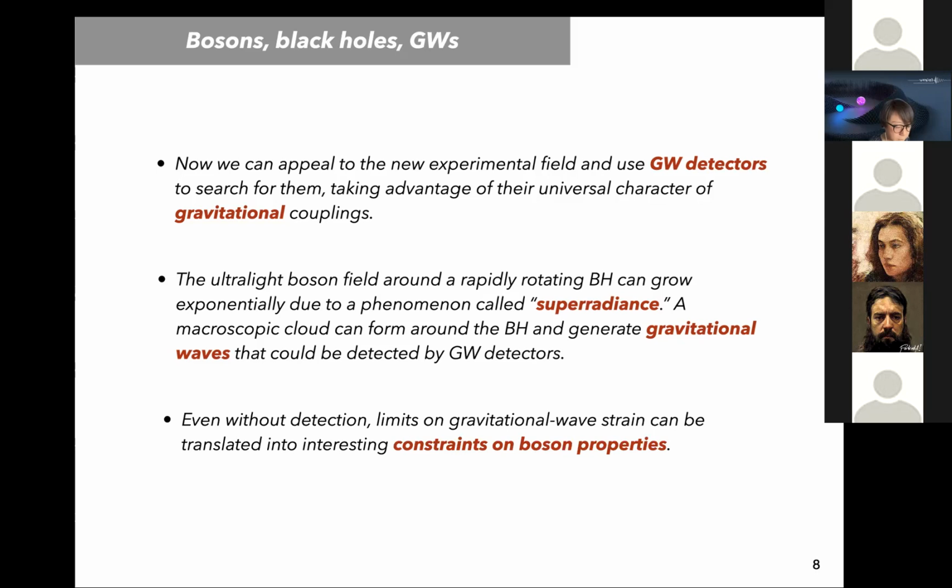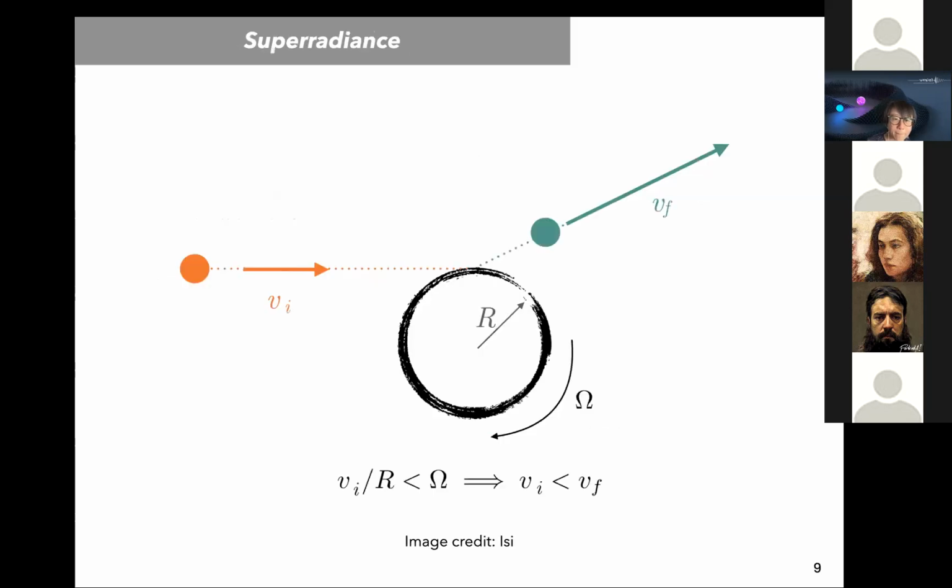So we search for these particles through gravitational wave data analysis. Ideally, the best scenario is that we detect some signals and a new particle. But even without detection, by translating the limits on gravitational wave strength, we can derive very interesting constraints on the boson properties. That's largely complementary to other experiments, like lab experiments.